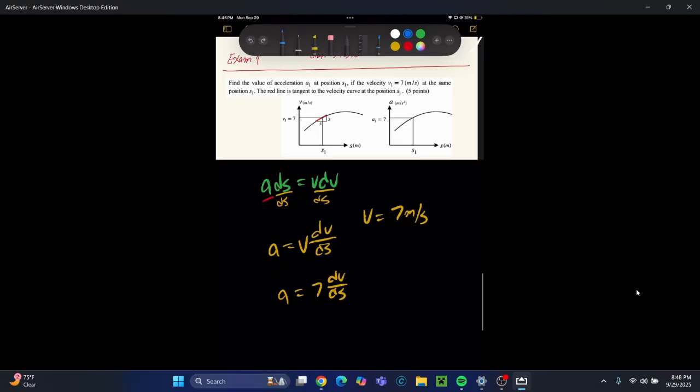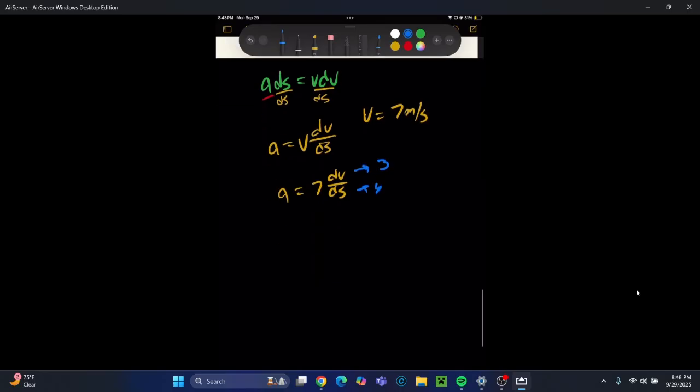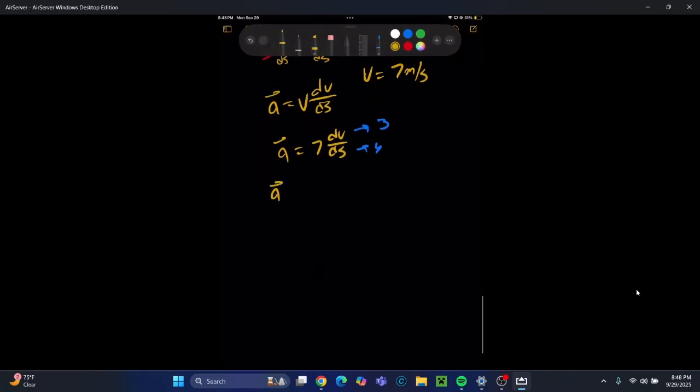So our change in velocity, our rise, over our change in position, our run. Our rise is 3, our run is 4, so we get, it looks like a 9. I'm going to start putting vectors on that. We get that acceleration equals 7 times 3/4, which is just 21 over 4 meters per second squared.